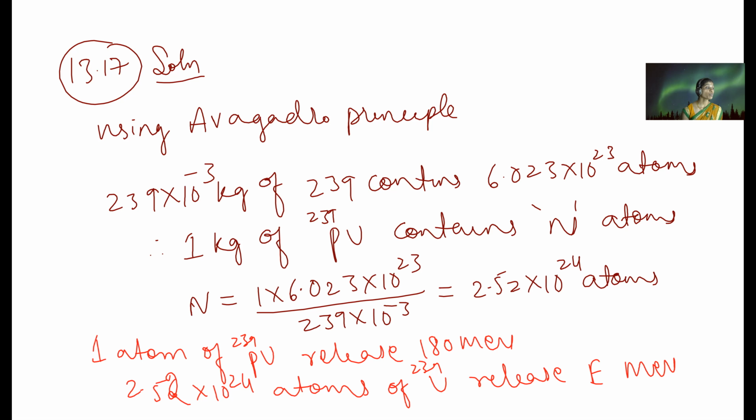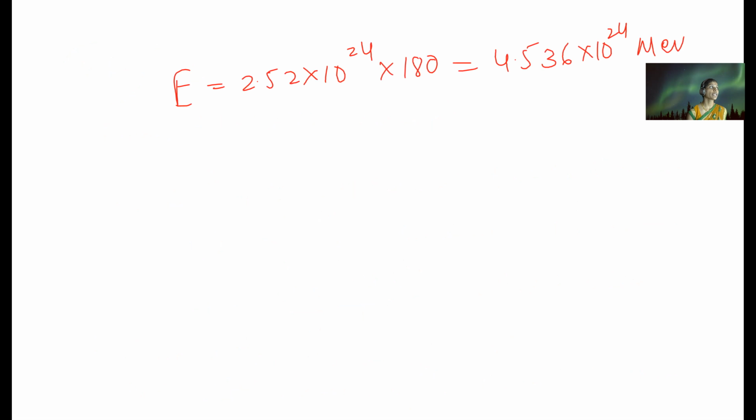So 1 atom of plutonium-239 releases 180 MeV, as given. To calculate how much energy is released by 2.52 into 10 to the power of 24 atoms, we use the formula E is equal to 2.52 into 10 to the power of 24 into 180. Then the energy released is 4.536 into 10 to the power of 24 MeV. So I hope you got this one. Next we shall see the next problem.